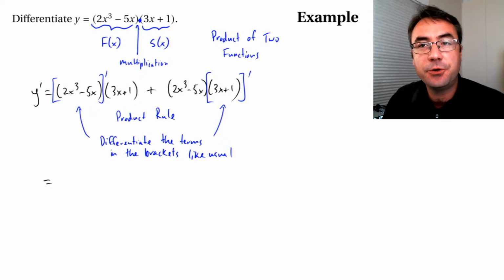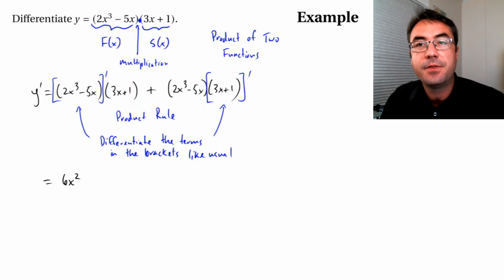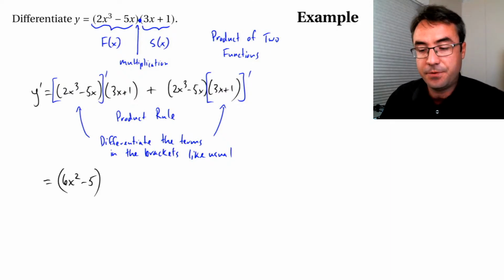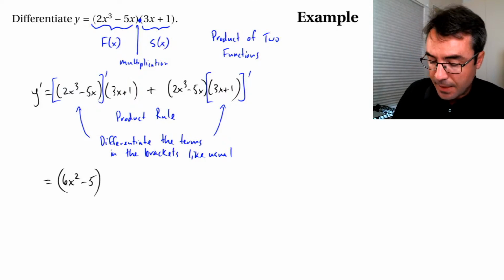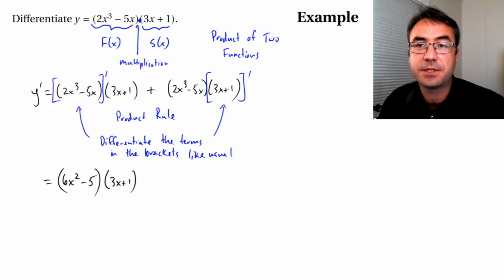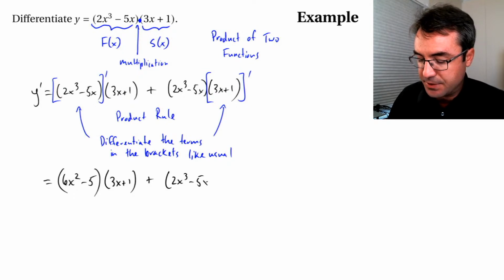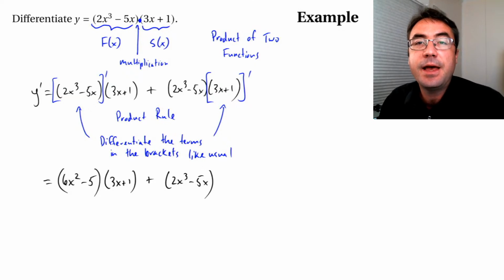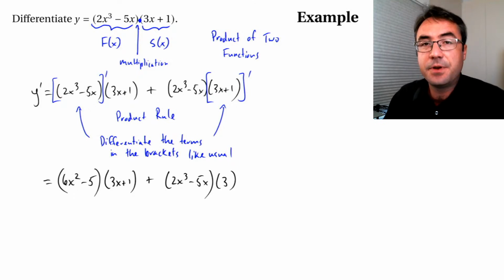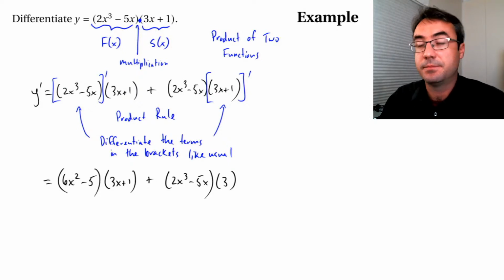So the derivative of 2x cubed, we apply the power rule, and we get 6x squared. Then the derivative of minus 5x is just minus 5. So that's the derivative of the first term there. And then the 3x plus 1 that's outside of the brackets just stays there untouched. Then we have our plus sign in the middle. Then we have the 2x cubed minus 5x that was outside of the bracket, so that just sticks around. And then we differentiate 3x plus 1. The derivative of 3x is 3, and the derivative of the plus 1 is 0. And that's it. We're done.